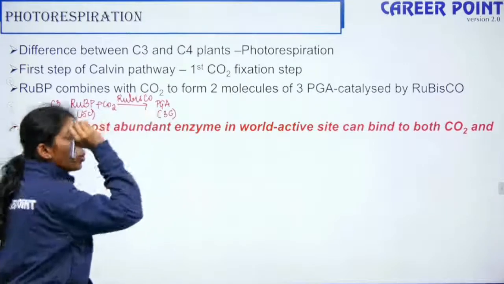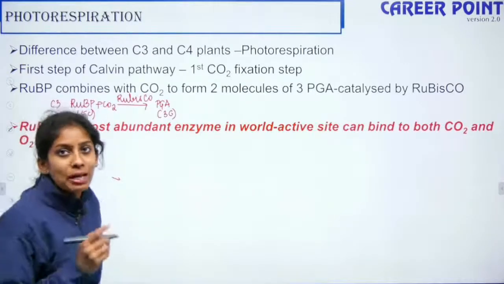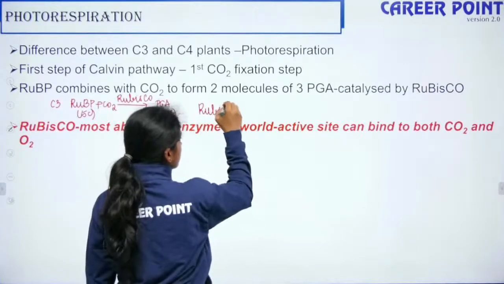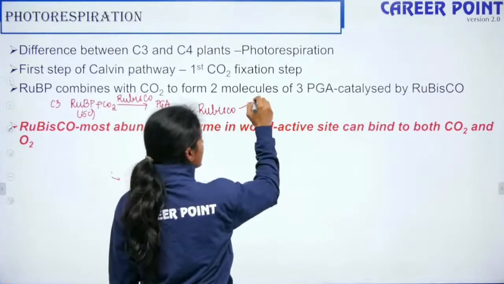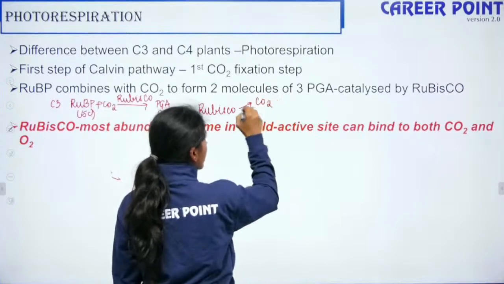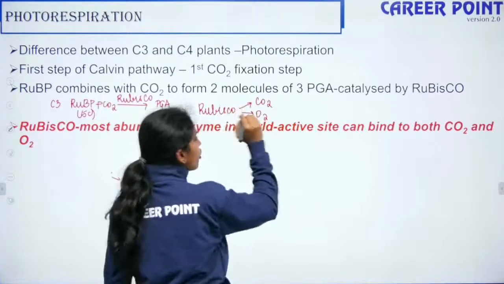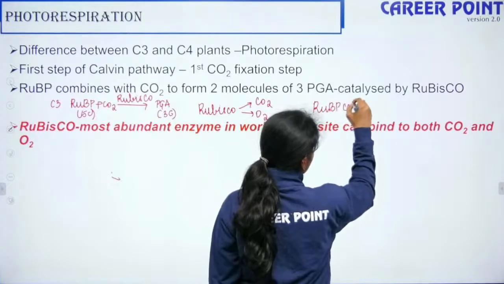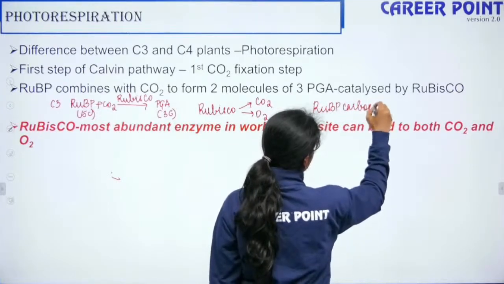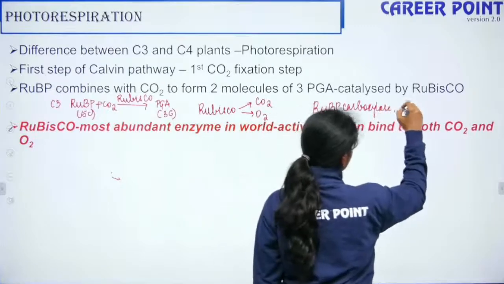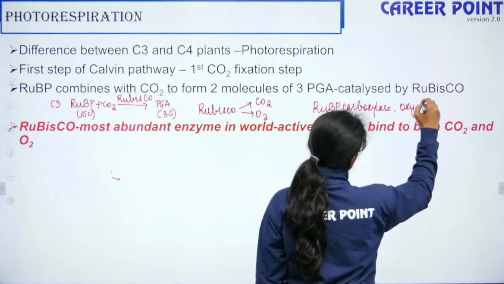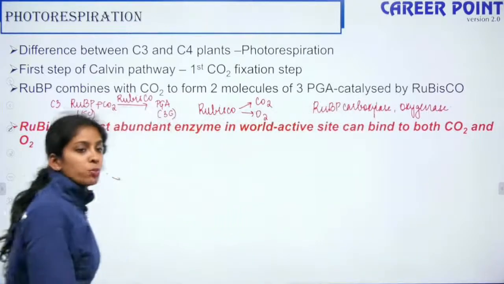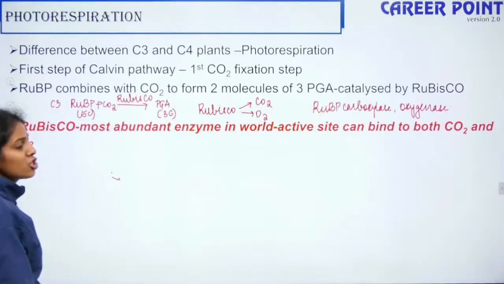This Rubisco is the most abundant enzyme in the plant community. It has active sites for both carbon dioxide and oxygen, because the full form of Rubisco is RUBP carboxylase as well as oxygenase. So it can bind to both carbon dioxide as well as oxygen.